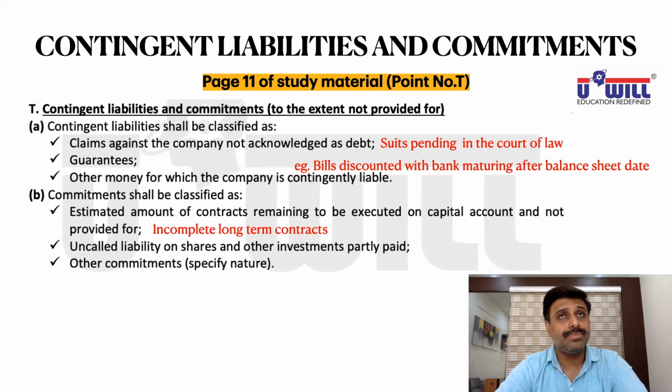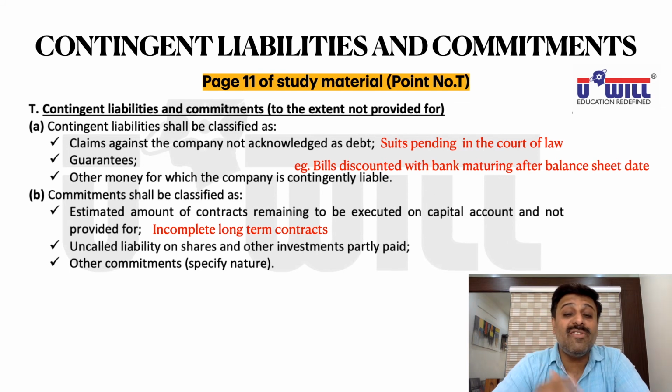Now understand this. Suppose we have made a long-term contract with our customer to supply him goods for the next 5 long years. 2 years have passed. Right now we are in the 3rd year. 3 years are remaining. Now in these 3 years we have to fulfill our commitment and supply the goods.